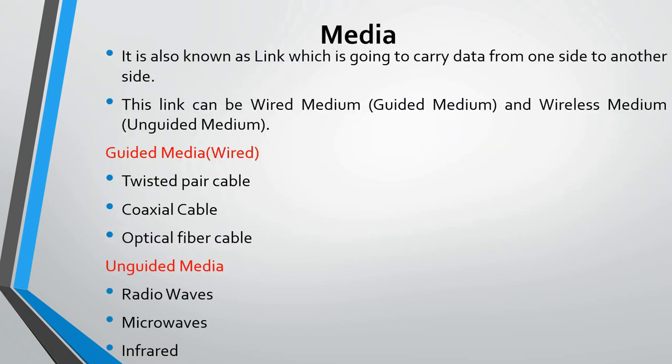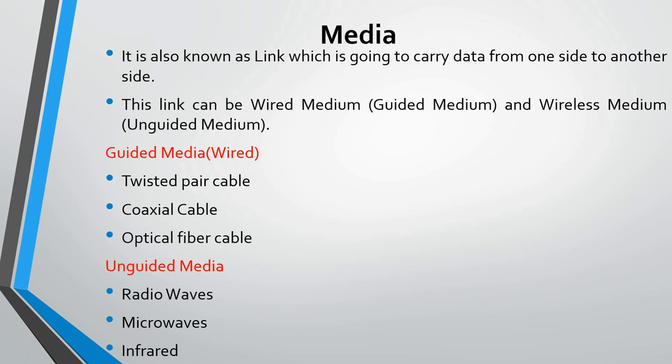Next comes the media. The media is also known as a link, which helps us to carry data from one side to the other side. There are two types of medium available. One is wired medium, the other is wireless medium. Wired medium is otherwise called guided media and the wireless medium is otherwise called unguided media.